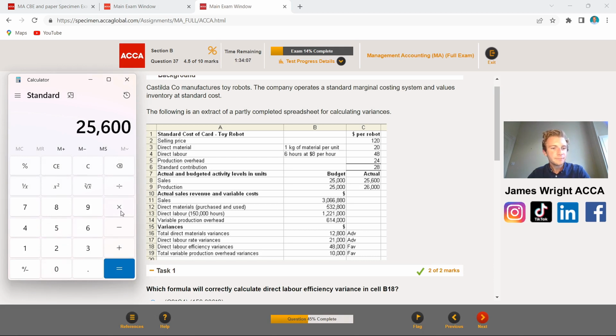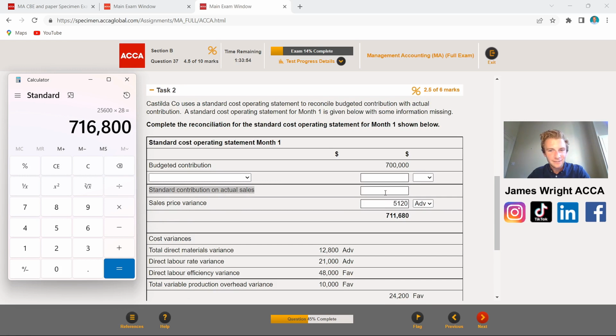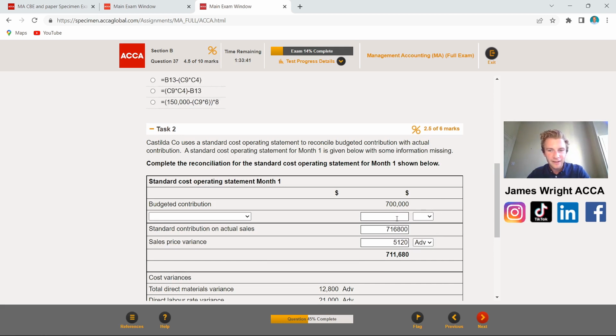25,600 multiplied by the standard contribution. So that is where we got the 28. I think I've put in the multiply. There you go, 28. So our figure on there is 716,800. 716,800 on there is our correct answer. So then we've got on here that we've actually got a balancing figure in between, so that it should have been down to on here.